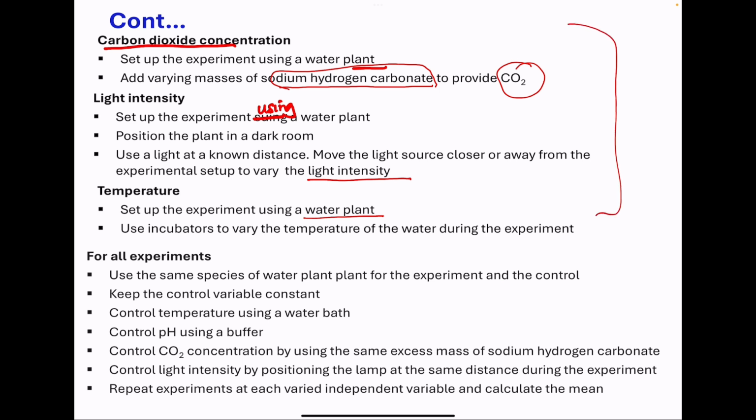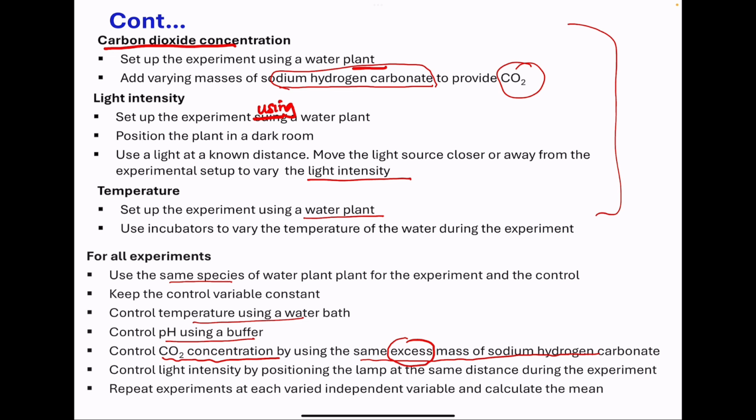While doing all these experiments, we have to ensure that the water plant used is the same species and it's the same age, meaning the conditions of the water plant have to be the same. We have to keep the control variables like temperature constant using a water bath, pH using a buffer. If you're not studying the effect of CO2 concentration, maybe if you're studying the effect of light intensity, it means you have to keep the concentration of CO2 constant, and we'll do this by using the same excess mass of sodium hydrogen carbonate. I'm saying excess so that the mass of sodium hydrogen carbonate does not limit the rate.